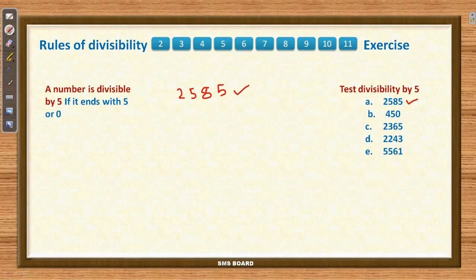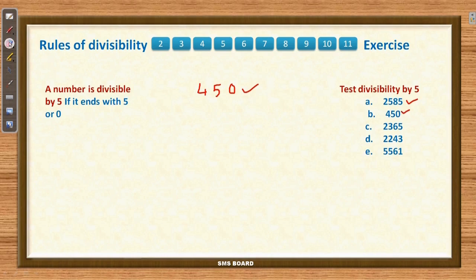Now we will check the next number, which is 450. 450 ends with 0. So definitely according to the rule, a number is divisible by 5 if it ends with 5 or 0. This number is divisible by 5.